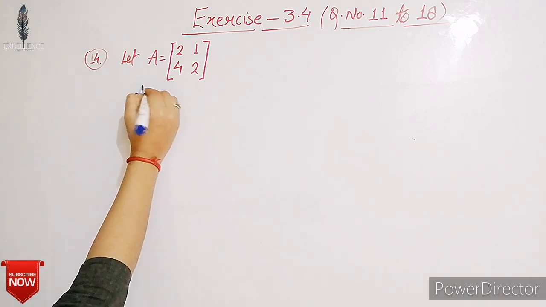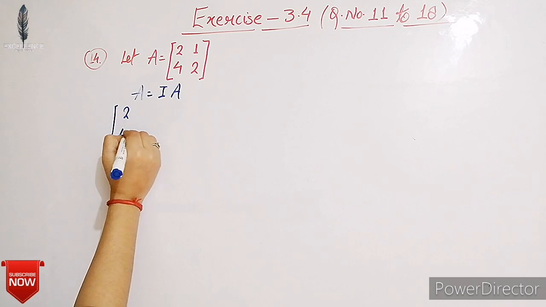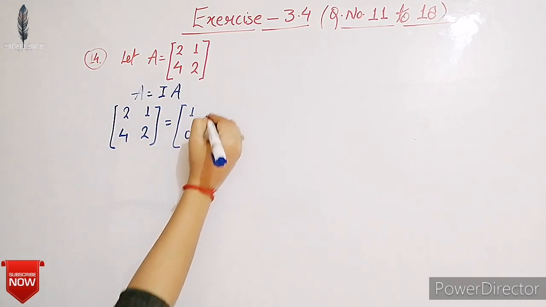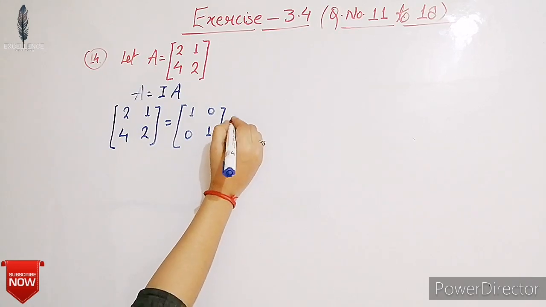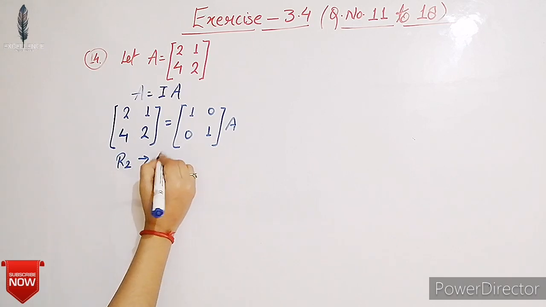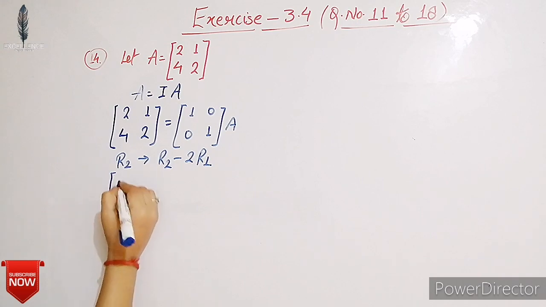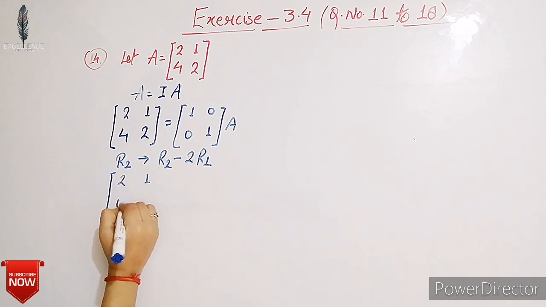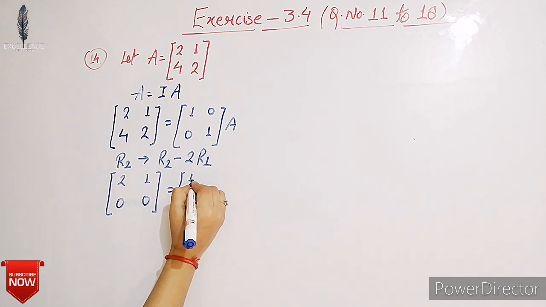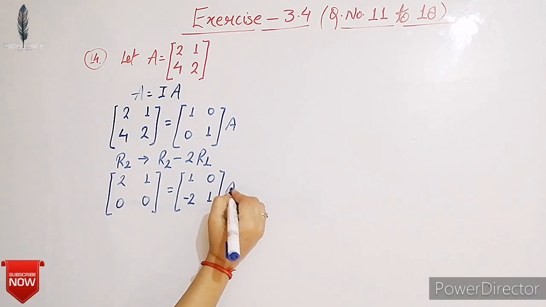For elementary row operation, we have A equals IA. Put the value of A, that is 2 4 1 2 is equals to 1 0 0 1 A. Let's change the R2. Then R2 is such that R2 minus 2 R1. Then we get R1 is same 2 1 and R2 becomes 0 0. So it is very simple. Now here also R1 is same and R2 becomes minus 2 1.